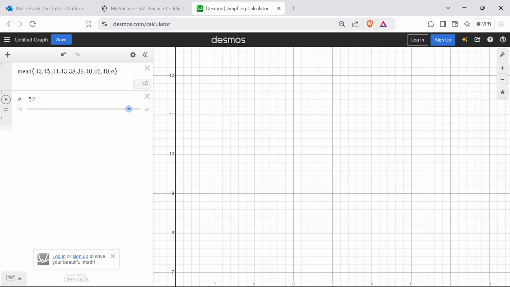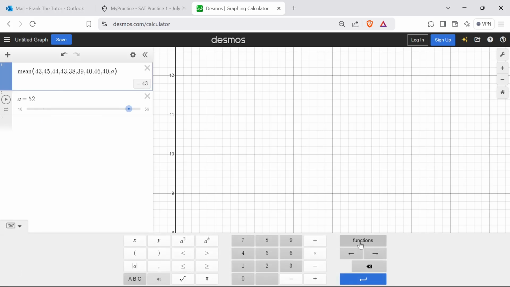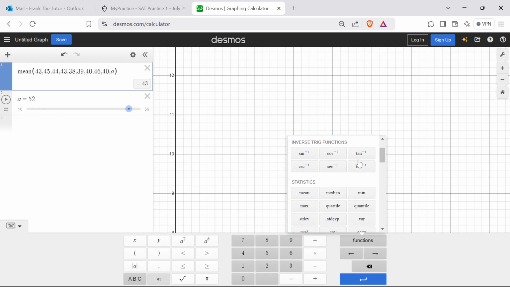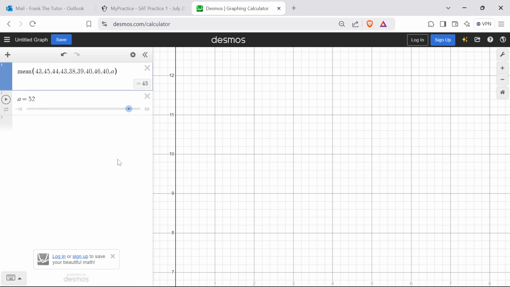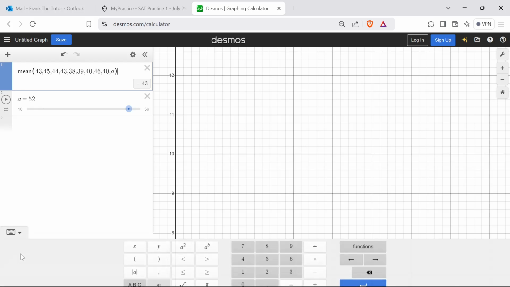And I did it in Desmos using the mean function in Desmos. You can either type it, or you can go down to this keyboard and look at functions, and then find statistics. And it's got mean, median, minimum, max, the quartiles, etc. It doesn't have range because range is just the largest value minus the smallest value. I don't know if it has mode either.